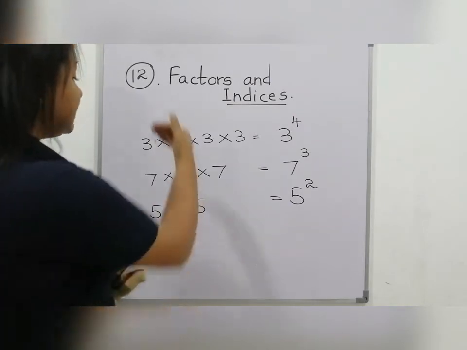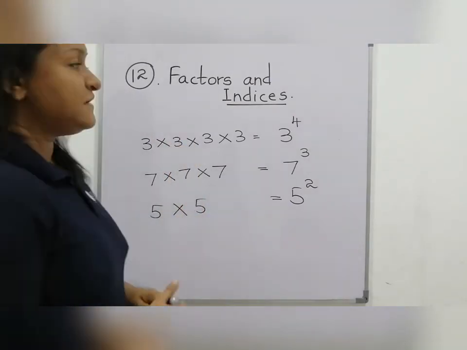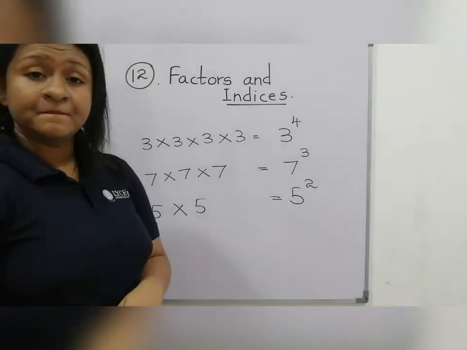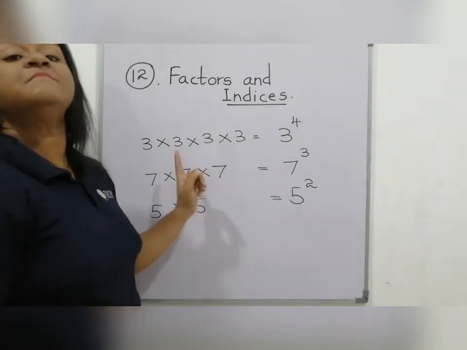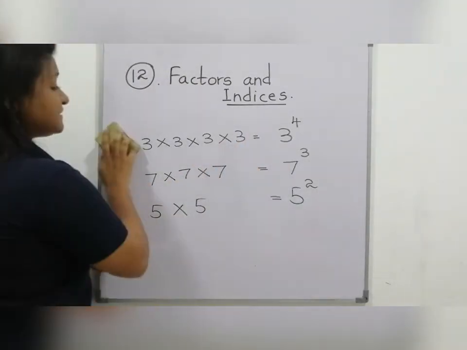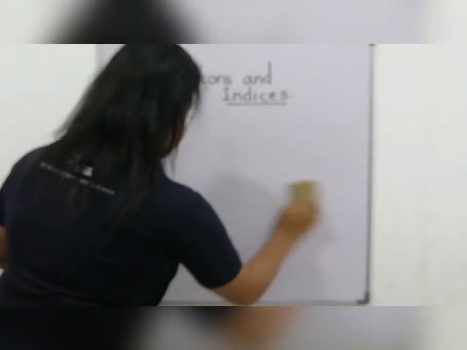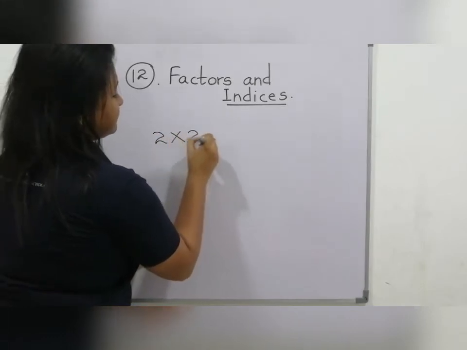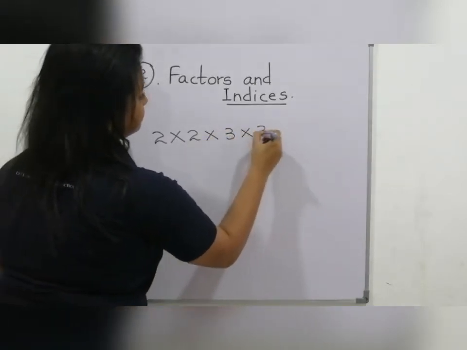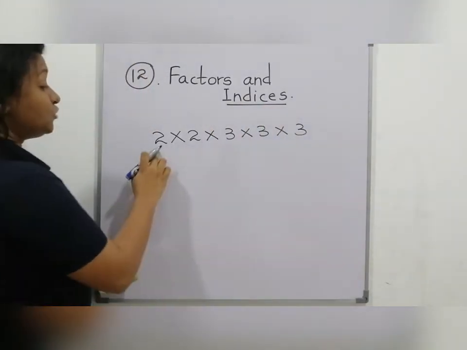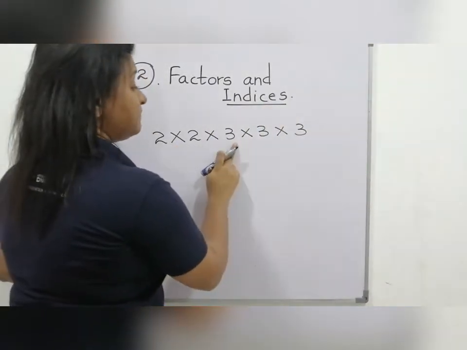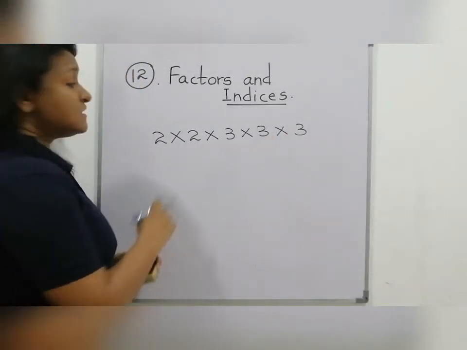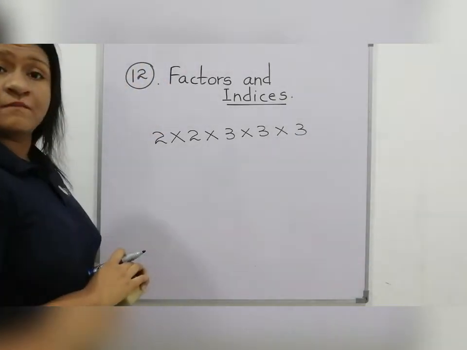I hope the lesson up to this is very clear. We are writing a repeated multiplication in shorthand way. That is called writing numbers in index form. Right? Instead of getting the same number, we will get different numbers also in this repeated multiplication. There, see, 2 multiplied by 2 multiplied by 3 multiplied by 3 multiplied by 3.